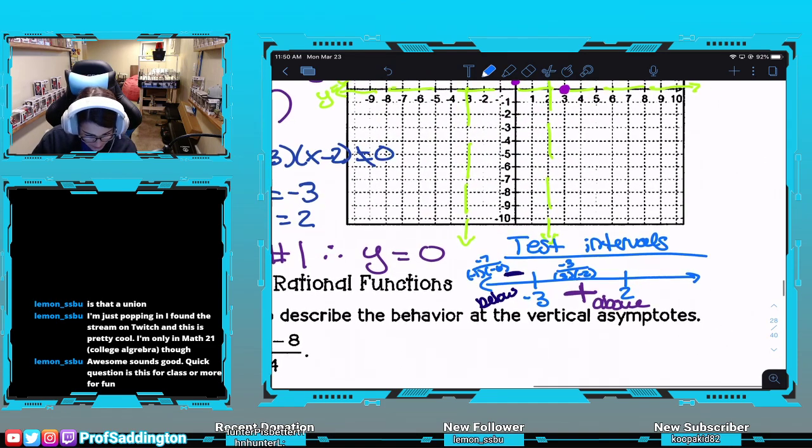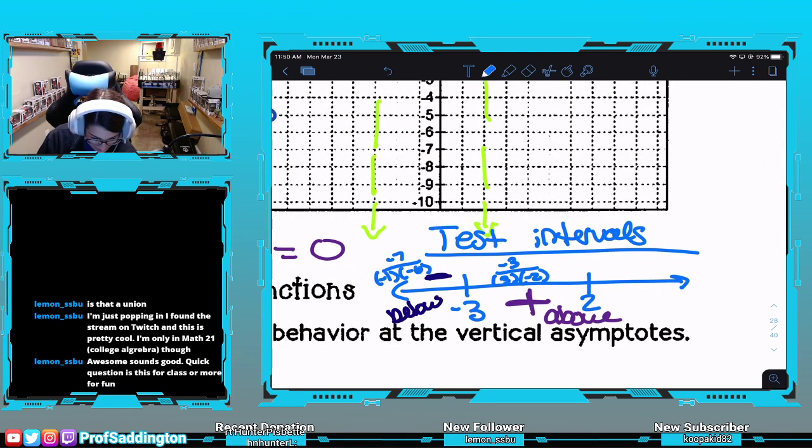And then after, let's just pick, I don't know. Let's pick 4. If I pick 3, I know I have a root there, so that's not very exciting. So let's pick, say, 4. So if I picked 4, is that 4 minus 1? I could just write 3. 3 over 7 times 4 minus 2 is 2. So that is going to be positive.